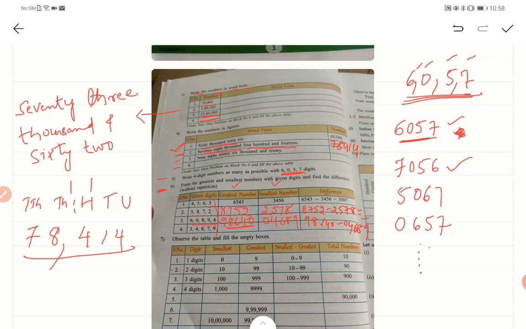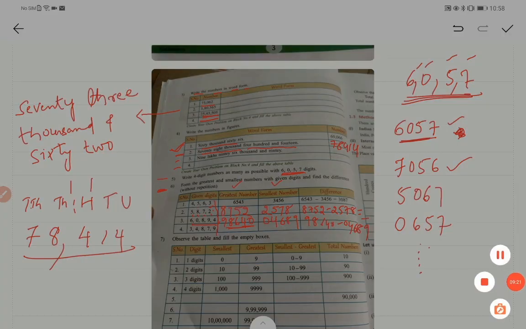Your brain will get very active when you solve this kind of problem. All right, students, we can discuss these in our live sessions.